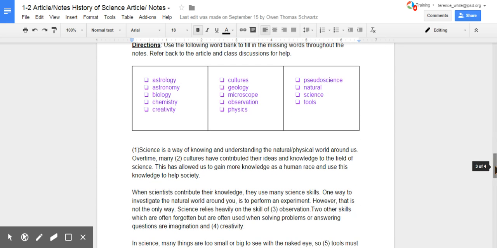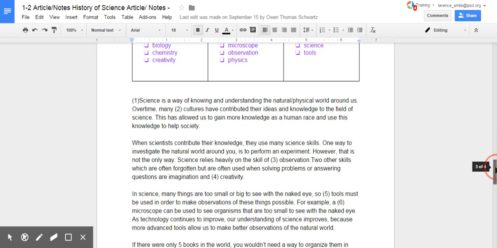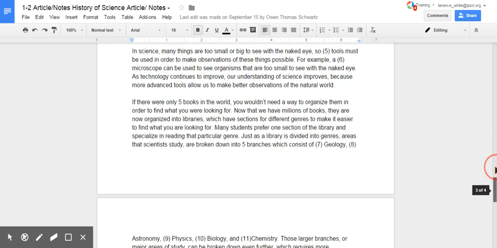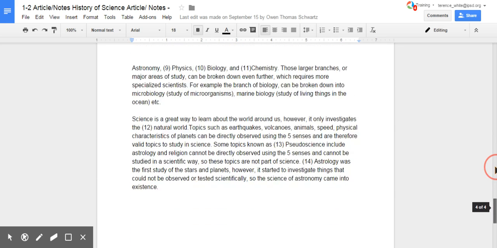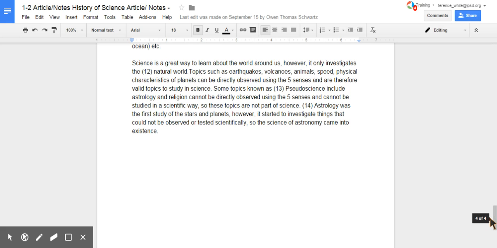What I do is fill in the blank, and I give them a word bank, and I have blanks that they have to fill in. And if you take a look right here, this student did a very nice job of filling in his notes. And this is 10% of their grade.